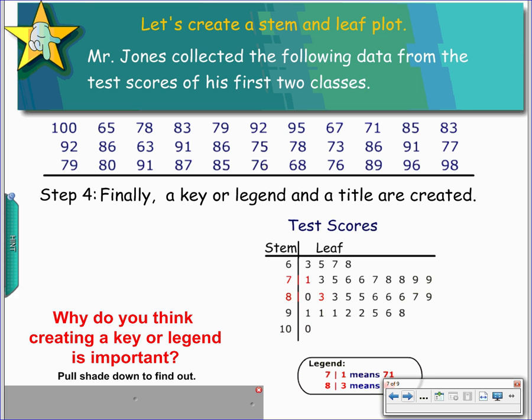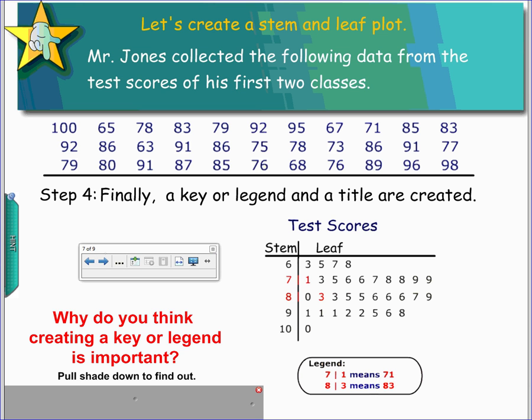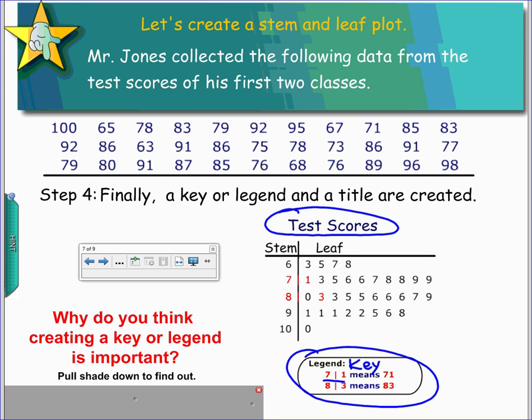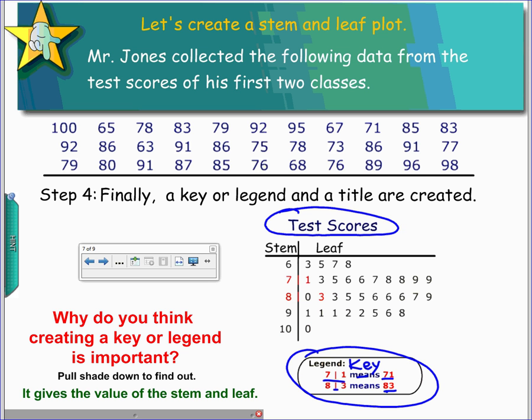So finally, the last thing we need to do is create a key or a legend and a title. So they did that for us. Right here, our title for this is test scores, because that's what our stem and leaf plot is talking about. And down here is our legend. They use the word legend. I like the word key. But 7 on the side with the line in the middle and the 1 means 71. And 8 and a 3 means 83. So why do you think we create that legend? Well, we do it because it tells us the value of the stem and the leaf.